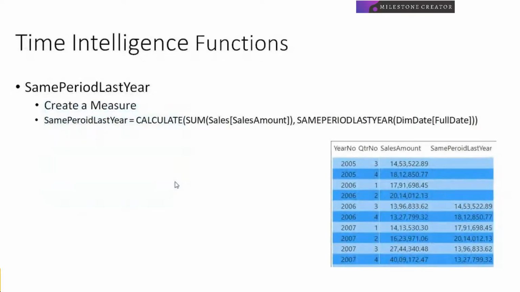Now, the next function people are going to be using is same period last year. So people would ask you, current year October sales is this much.